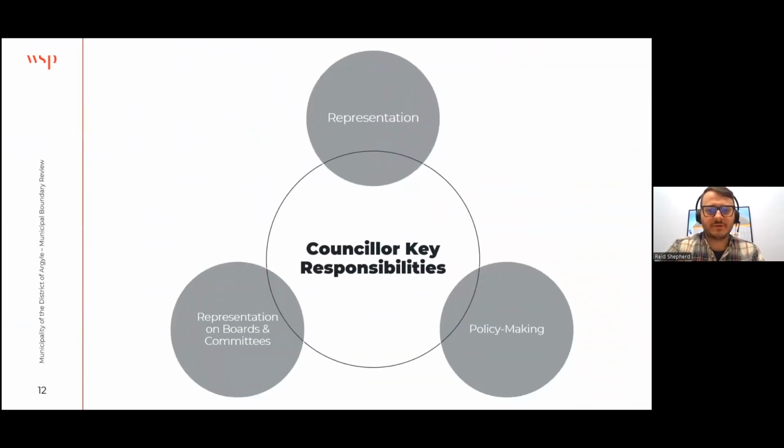You can also think about what a councillor does in terms of three areas where they're representing their constituents and communities on an individual basis. They're also representing the municipality and the residents on things like boards and committees. And then kind of a bit more in that group dynamic, there's that policy making area as well, where they're kind of setting objectives for the municipality and making strategic decisions.